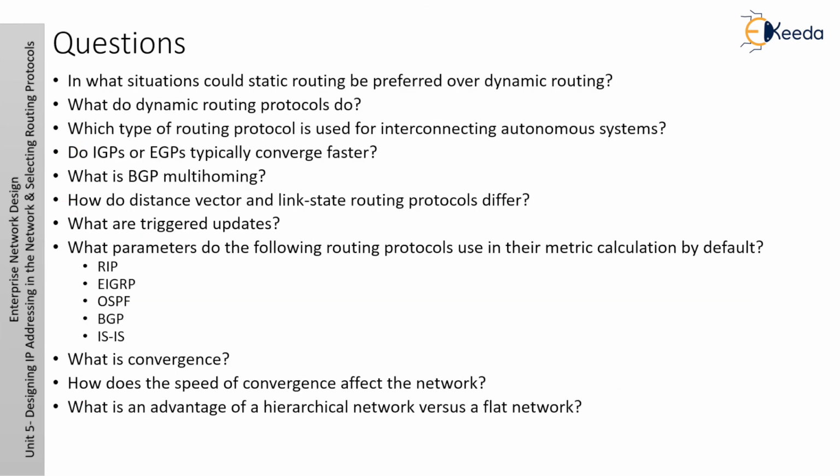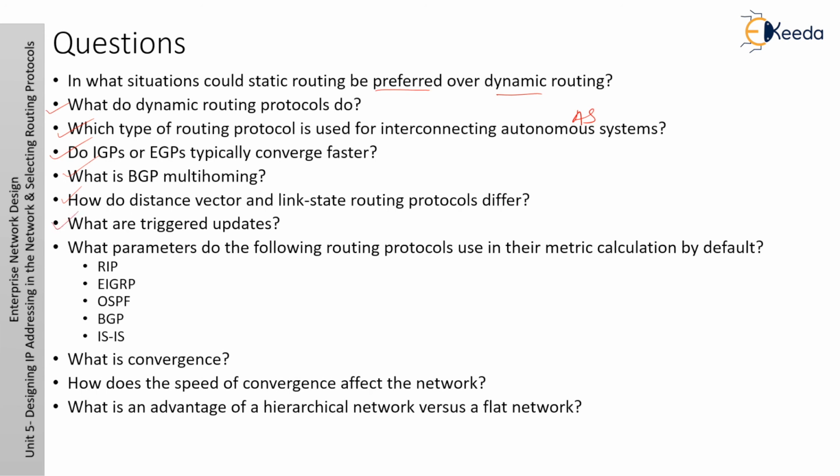There are many questions. Let us see some of them. In what situation could static routing be preferred over dynamic routing? So it is given in the first part of the video. What do dynamic routing protocols do? Which type of routing protocol is used for interconnecting autonomous systems? It is also known as AS. Do IGPs or EGPs typically converge faster? What is BGP multi-homing? How do distance vector and link state routing protocols differ?